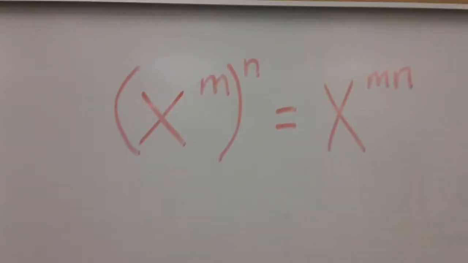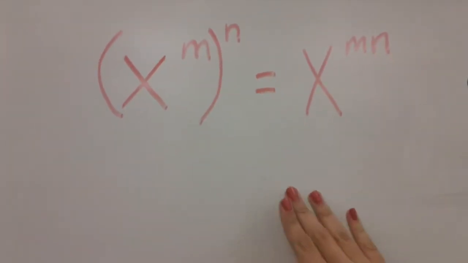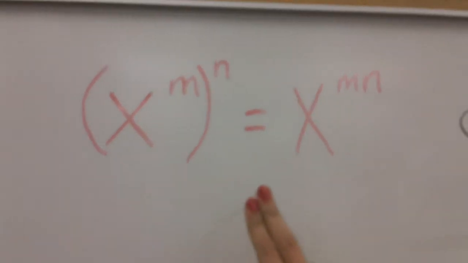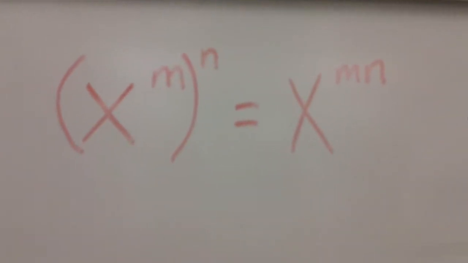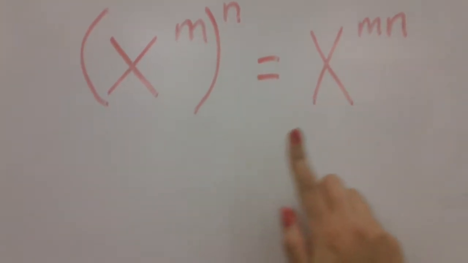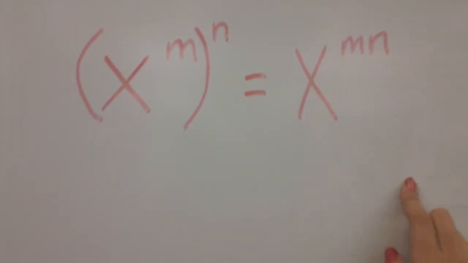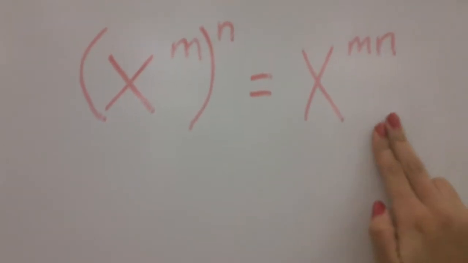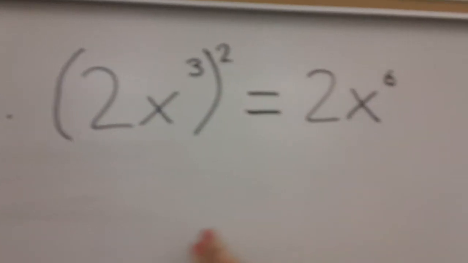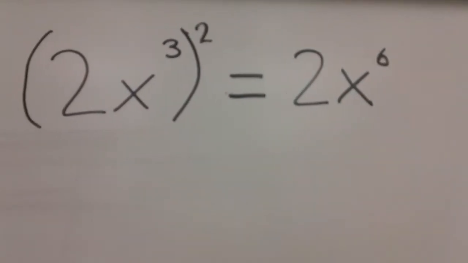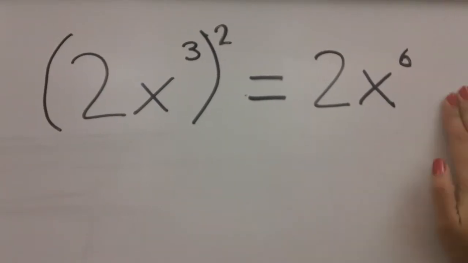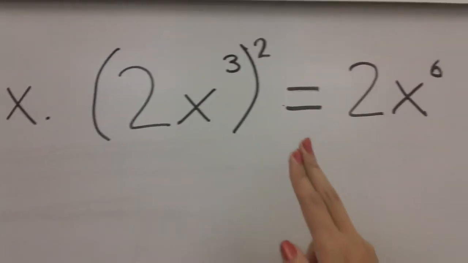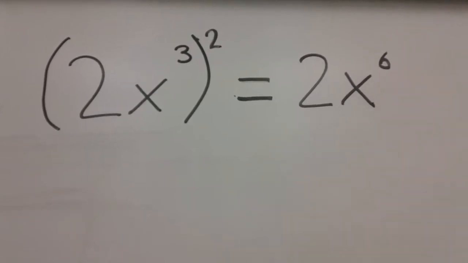Our next equation is x to the power of m, in parentheses, to the power of n. It's different from the last one because we're not going to add. Because it's in parentheses, we're going to multiply the exponents. So this will be x to the m times n. Our example here is 2x to the 3 in parentheses to the 2. Our answer is going to be 2x to the 6, because we multiply the exponents, 3 times 2, which gives us 6.